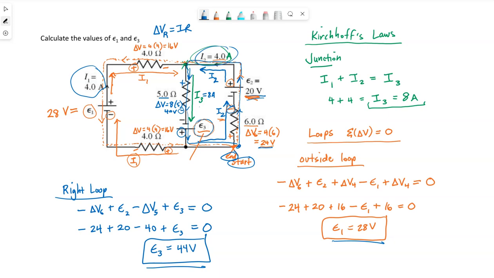Okay, please reach out and ask questions as you're practicing these. It's the signs that matter, adding and subtracting voltages, getting our equations set up to then solve.